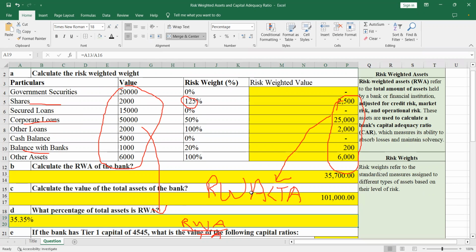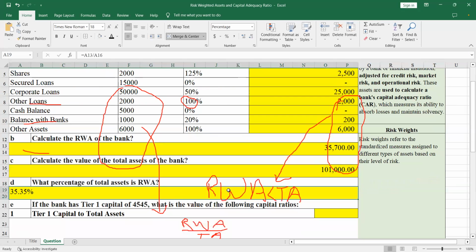35.35% of the assets of the company are exposed to credit risk and market risk, in the essence that when the company faces tough times, these assets can erode.